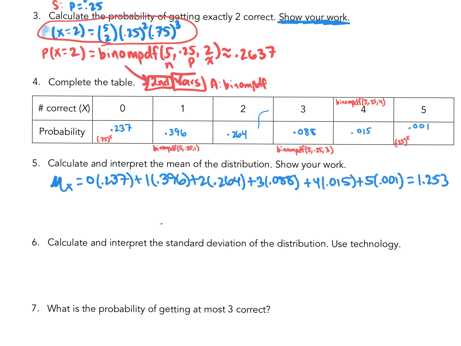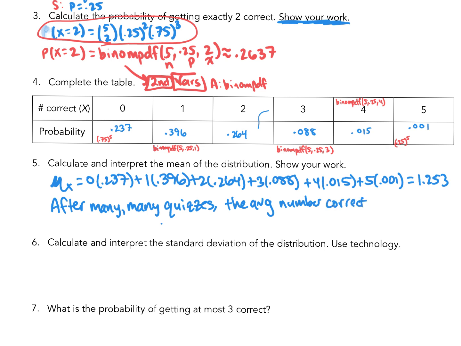And then remember, to interpret that, we could say after many, many quizzes, the average number correct is about 1.253 questions on average.